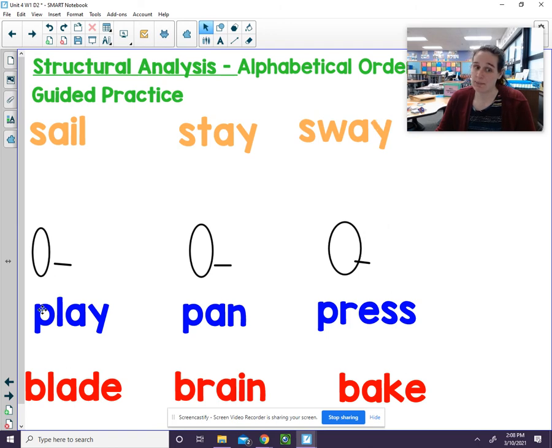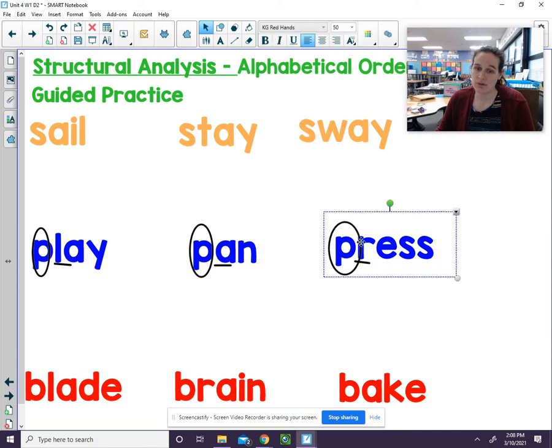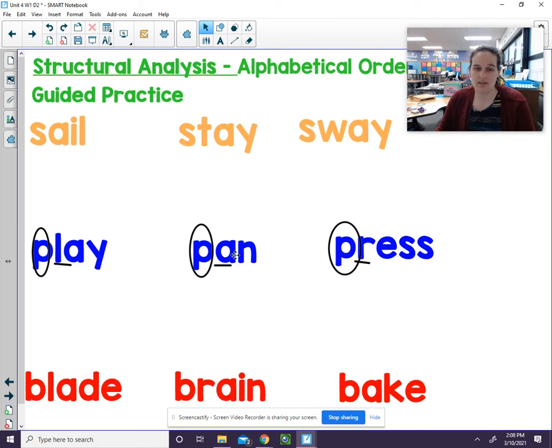Let's look at the P words. Notice right away they all started with a P. So that means we are going to have to look at the second letter. We have L, A, R. Which of those would come first? Play, pan, or press? Well, A is the first letter in the alphabet, so our first word would be pan.